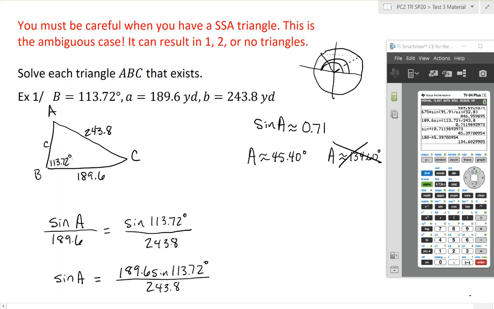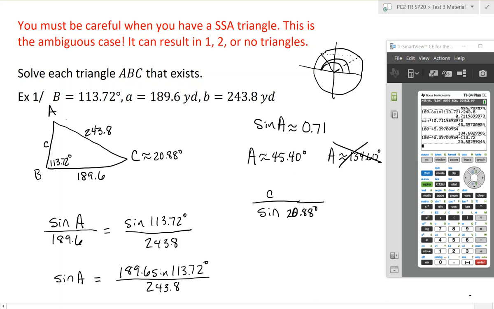All right, now we need to find the little c. So little c over the sine of big C, where big C is 180 minus the 45.4 minus the 113.72, and we get 20.88 degrees. Let's put that there.